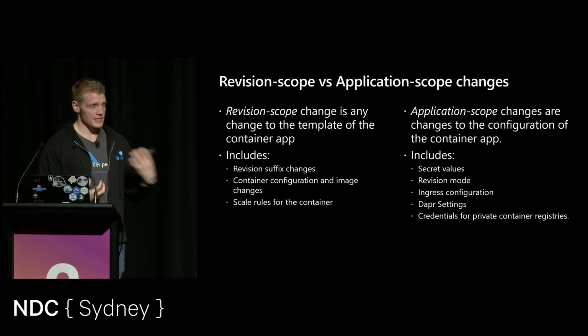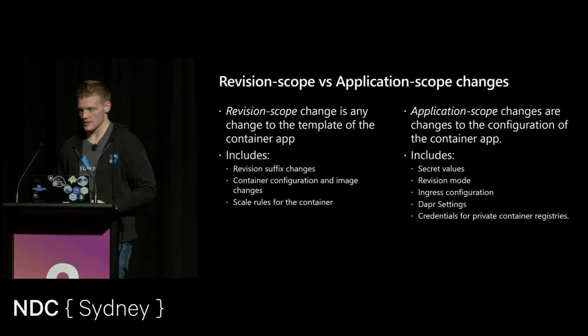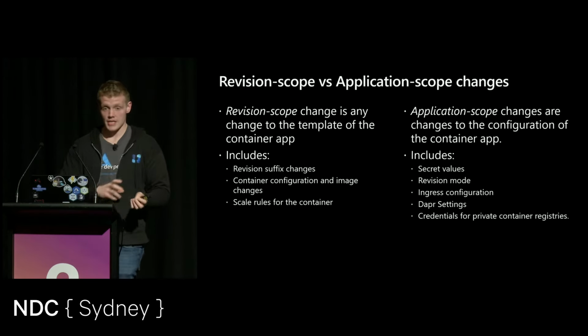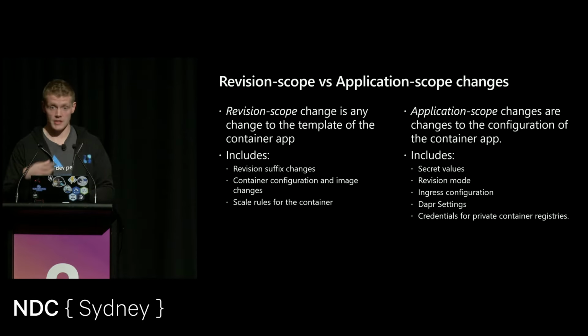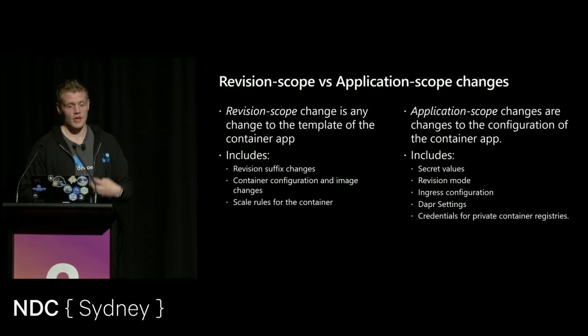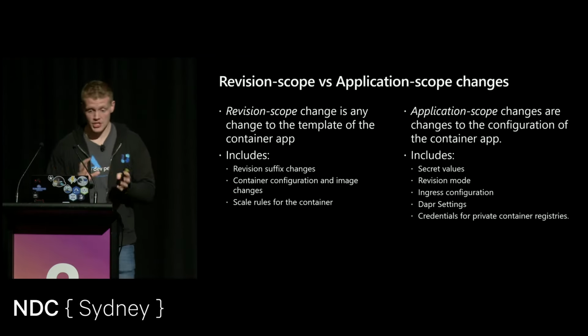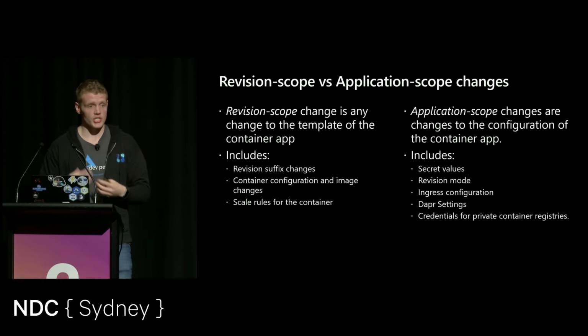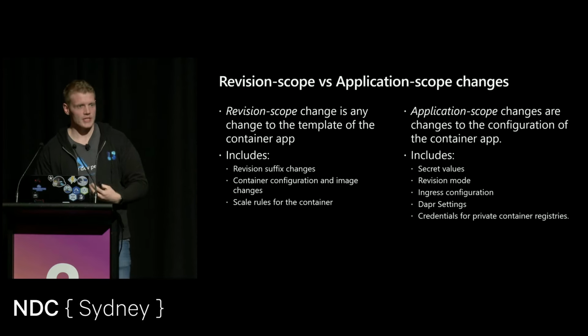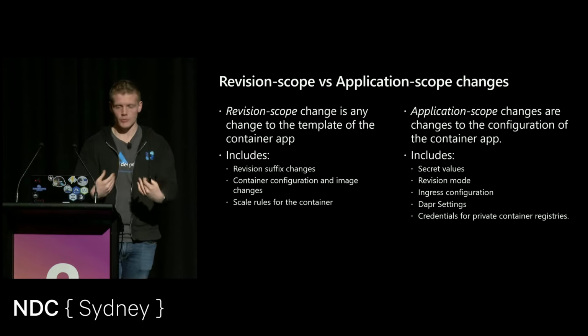So just to summarize the differences between revision scope and application scope changes: revision scope changes are changes that we make to the template of our container app. So this is revision suffix changes. We can actually apply a suffix to our revision to make it easily identifiable. Changes we make to our container, and image changes, and also the scale rules. So if we're changing how we're scaling our container apps, that's a revision scope change.